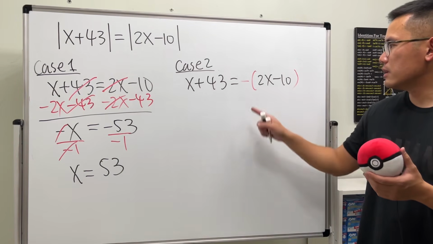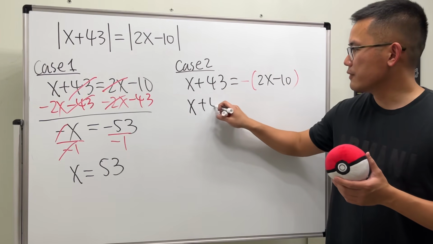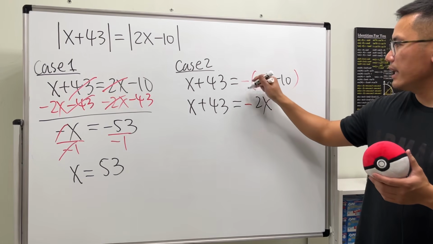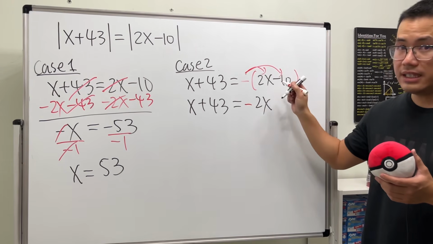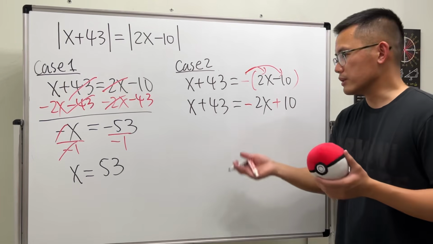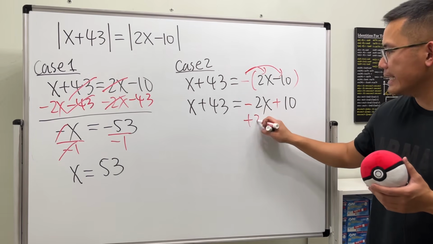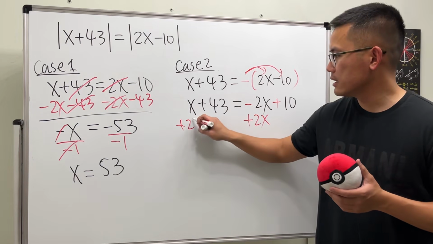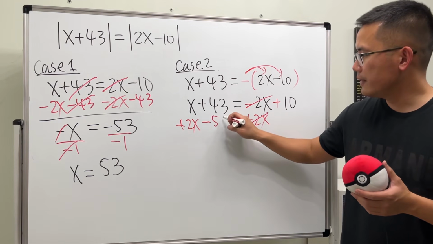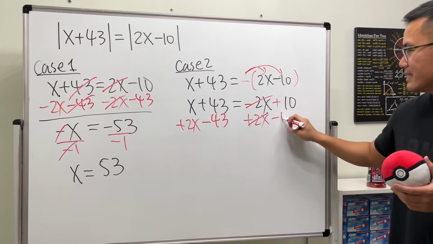Now for the second answer, distribute the negative, we will get x plus 43 equals negative 2x, and then negative times negative, we get a positive 10. And then do the same thing. Move this to the other side, but this time we will have to add 2x on both sides. So this and that will cancel, and then subtract 43 on both sides.